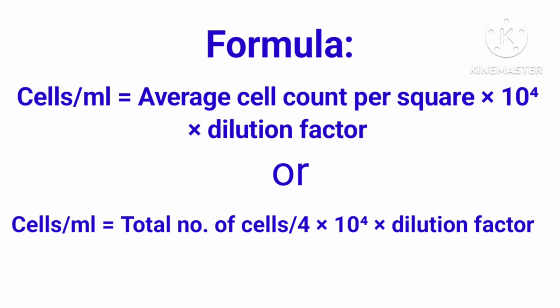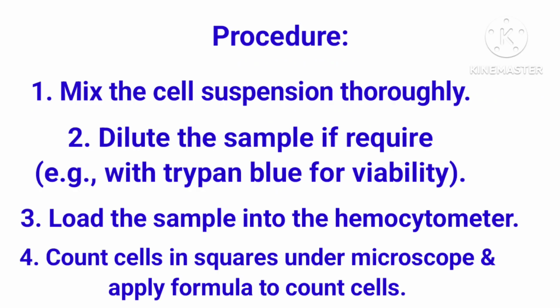It is the simplest way to count the cells, and the formula is: cells per ml is equal to average cell count per square into 10 to the power of 4 into dilution factor, or you can take the total count of cells in all the 4 grids divided by 4 into 10 to the power of 4 into the dilution factor.